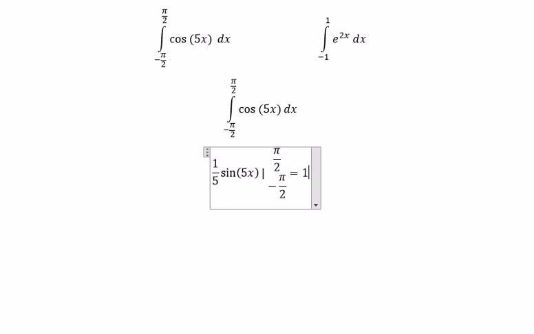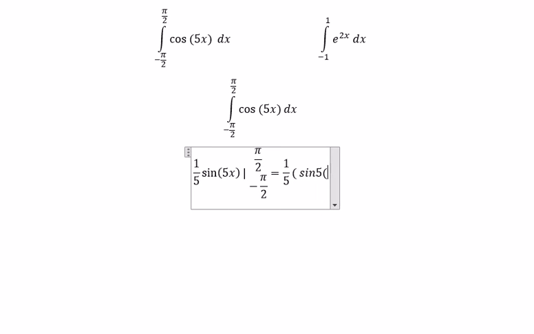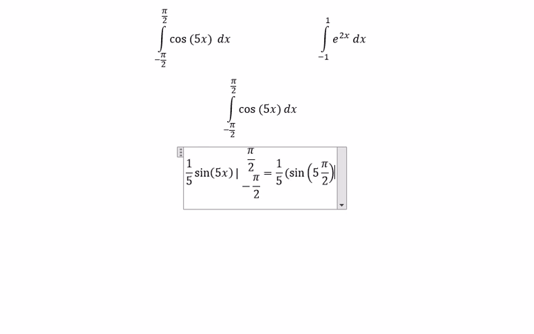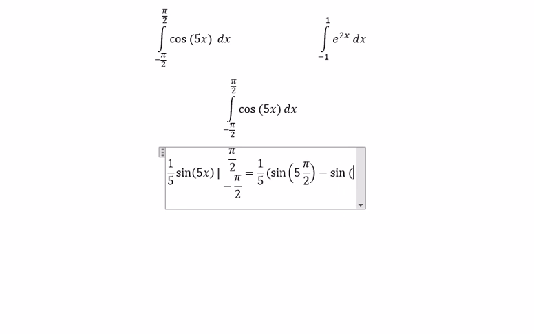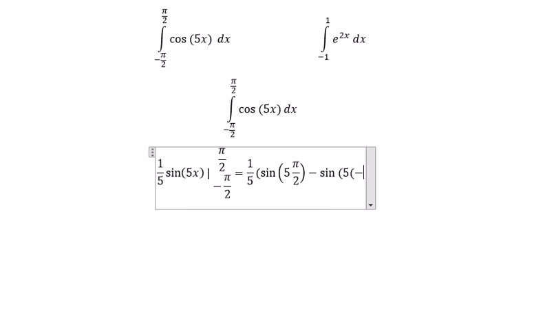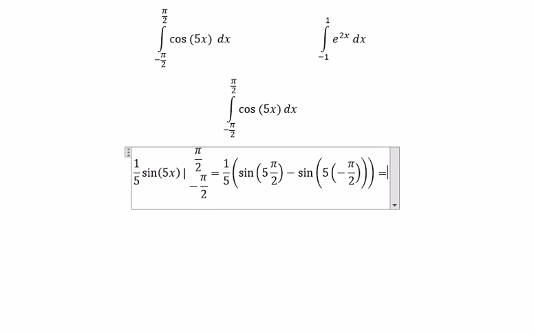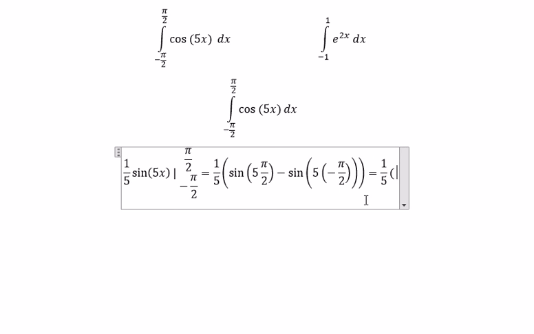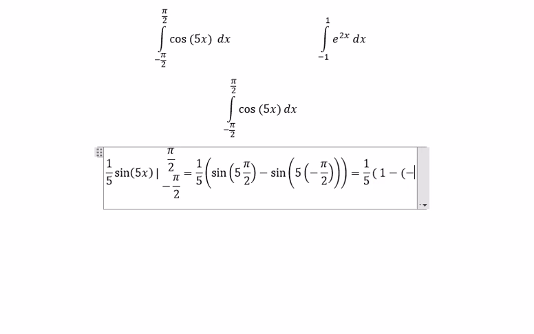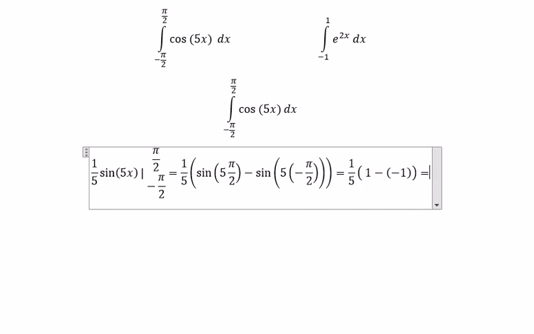And we got 1 over 5 sine 5 multiplied by pi over 2, minus sine 5 multiplied by negative pi over 2. So we input the numbers in here. We got number 1 minus negative number 1, and we got 2 over 5.